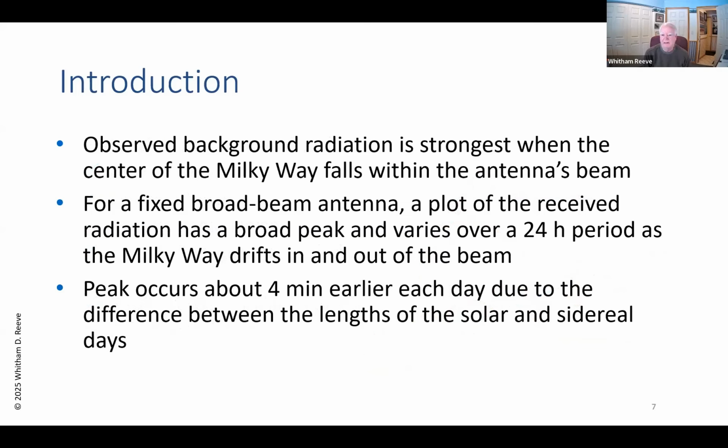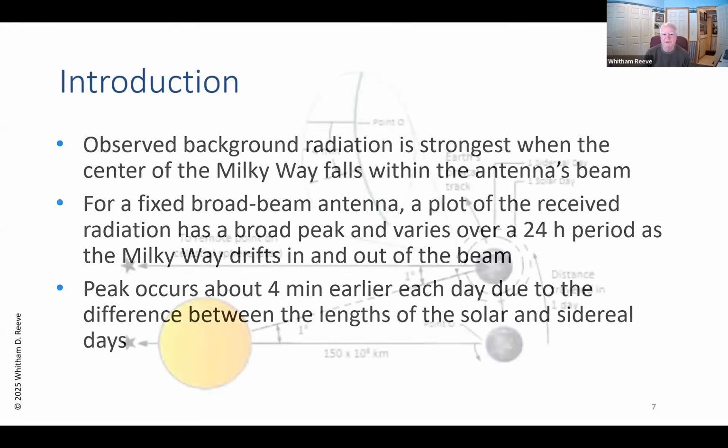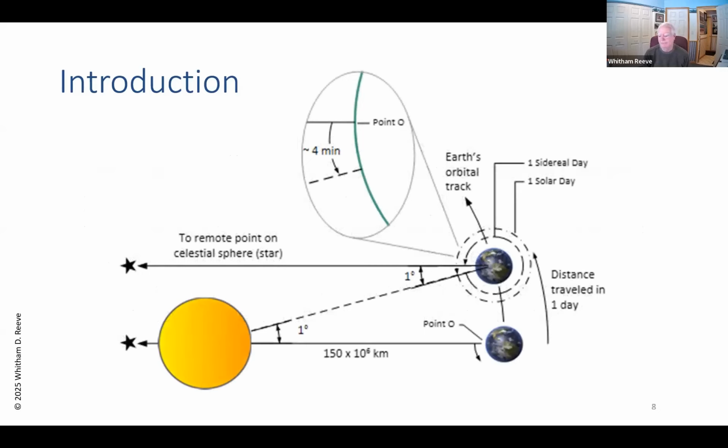Now, this peak in the radiation that we receive occurs about 4 minutes earlier because of the differences between the solar and sidereal days. So this graphic here shows you what's going on as the Earth moves. The faraway star or radiation that we're looking at does not move, whereas the sun shows up in a 24-hour period, but that star shows up 23 hours and 56 minutes roughly.